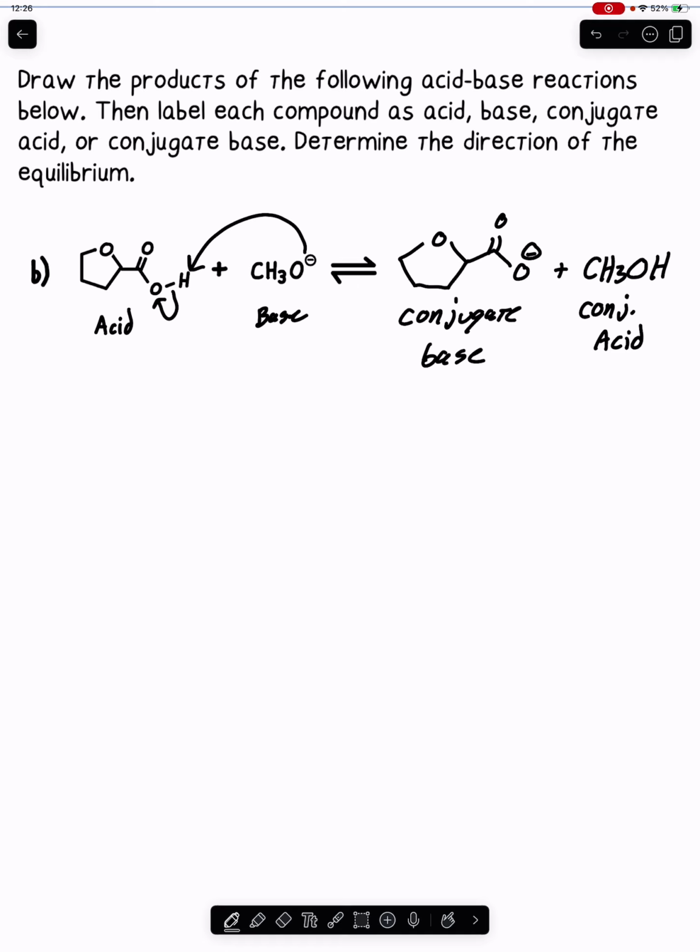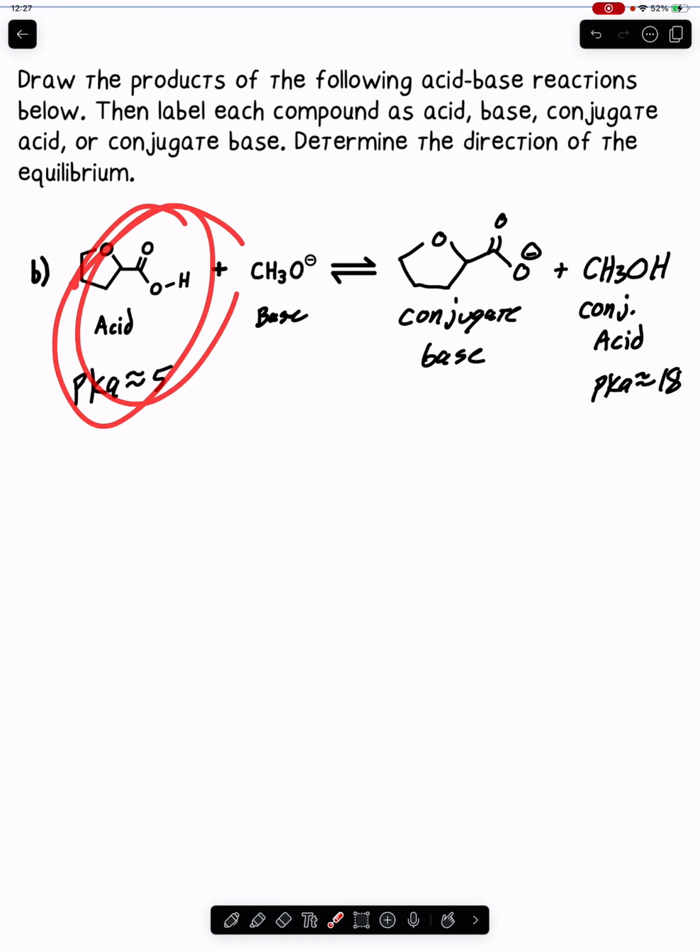All right, so we have everything labeled here. Now we want to figure out what is the direction at equilibrium. So again, we can go by using the pKa method. We can say, all right, well, this species has a pKa of about 5. This acid has a pKa of about 18. Well, the more acidic acid has the lower pKa, which means the equilibrium is going to shift away from that one. So that lets us know that if the acid with a pKa of 5 is more acidic, that means the equilibrium is going to go this way.